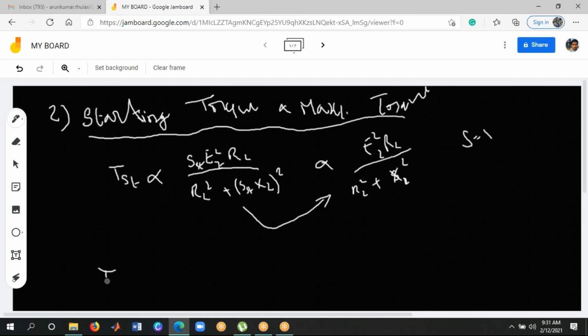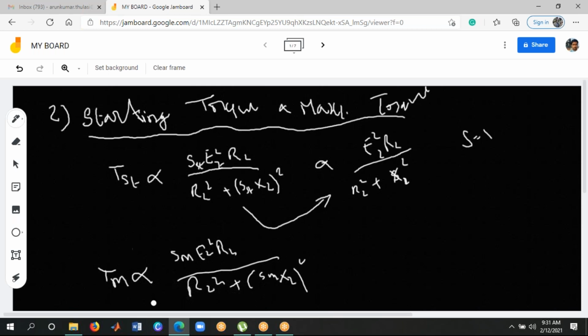Similarly, Tmax, that is the maximum torque, is directly proportional to SM E2 square R2 divided by R2 square plus SM X2 square. So these are the two equations we obtained for starting torque and maximum torque. Now we are going to find the relation between starting torque with respect to maximum torque, TST divided by Tmax. Let me see how we get the relation.